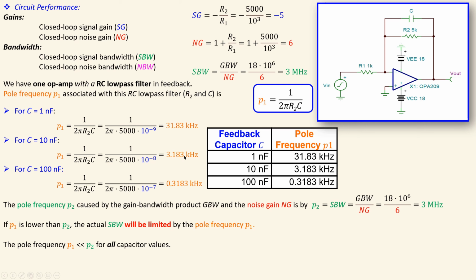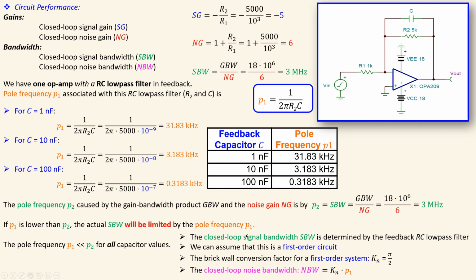And that is of course the case for this one, and this also for sure the case. So for all capacitor values, for all cases, P1 is much smaller than P2. Then the signal bandwidth will be limited by P1. So the closed loop signal bandwidth is determined by the feedback RC low pass filter in this circuit.